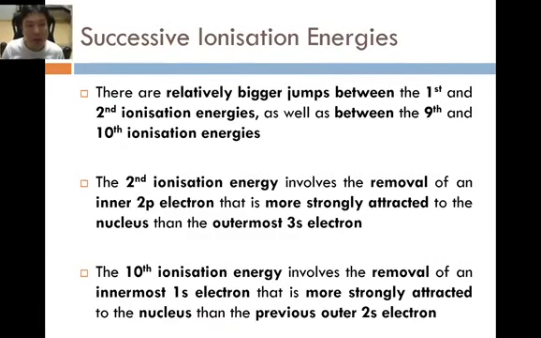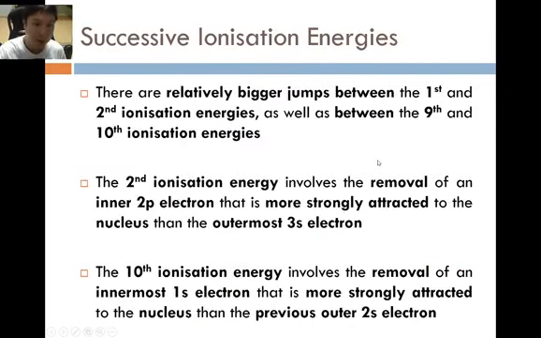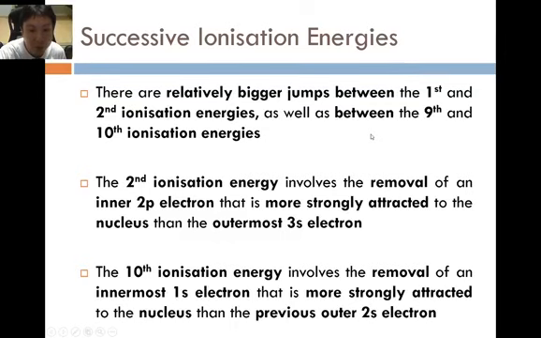Okay, so this summarizes what I've mentioned just now. There are relatively bigger jumps between the first and second ionization energies, as well as between the 9th and 10th. The second ionization energy involves the removal of an inner 2p electron that is more strongly attracted to the nucleus than the outermost 3s electron, whereas the 10th ionization energy involves the removal of an innermost 1s electron that is more strongly attracted to the nucleus than the previous outer 2s electron.